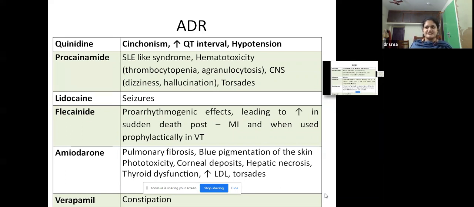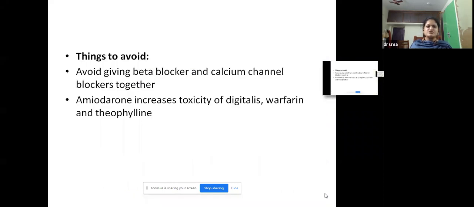Verapamil is a calcium channel blocker, it produces constipation. Avoid a beta blocker and a calcium channel blocker together because they produce a cardiac depressant effect leading to cardiac arrest. Amiodarone increases the toxicity of digitalis, warfarin, and theophylline.